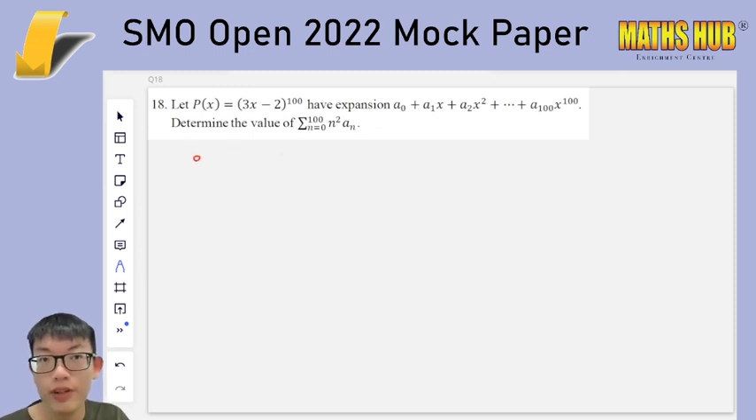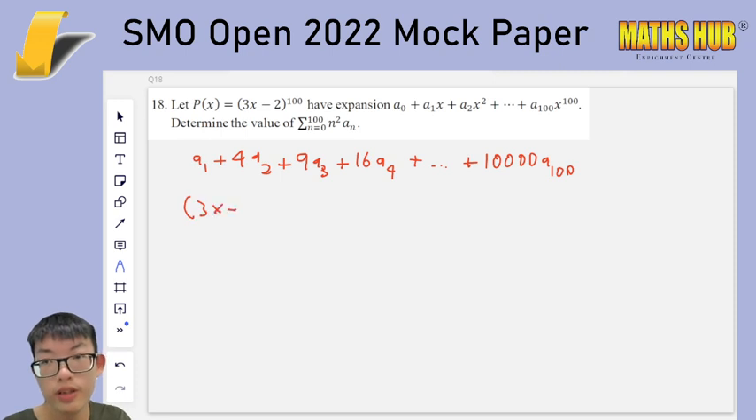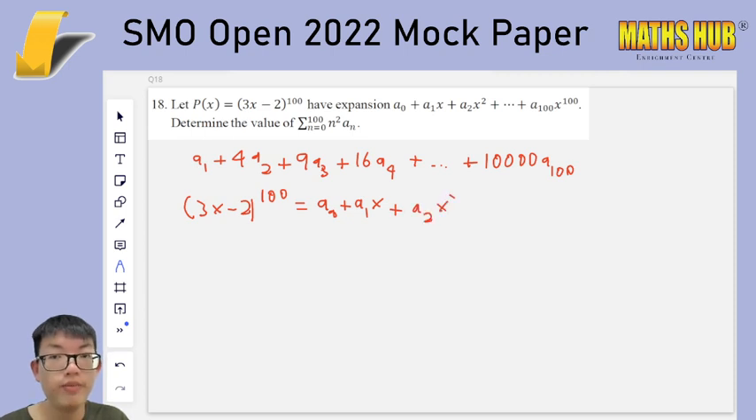So you are asked basically for a1 plus 4a2, I should say, plus 9a3 plus 16a4, and there isn't really an obvious substitution that will work here. All the way up to 10,000 a100. You need to figure out, how am I going to get from 3x minus 2 to the power 100 equals to this expansion to somehow get these kinds of square numbers on the coefficients. And that is obviously not an easy task.